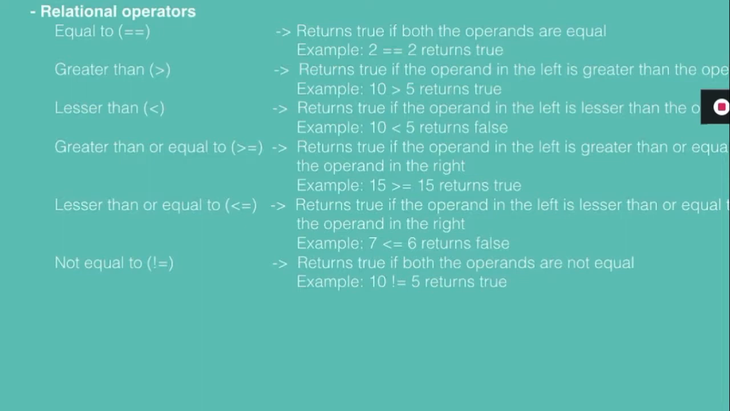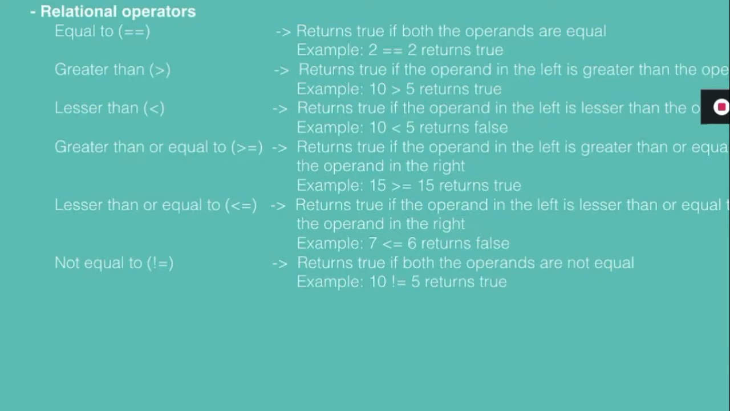Then the next is the not equal to operator. This returns true if both the operands are not equal. For example, over here we have 10 is not equal to 5, and it returns true.